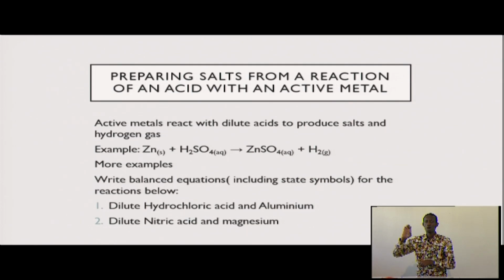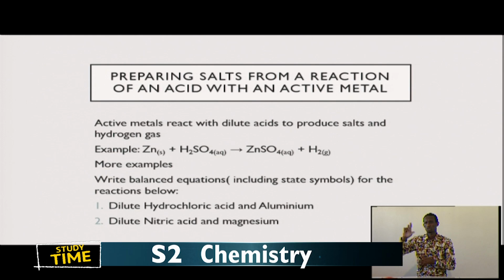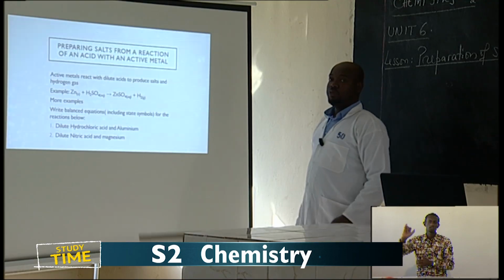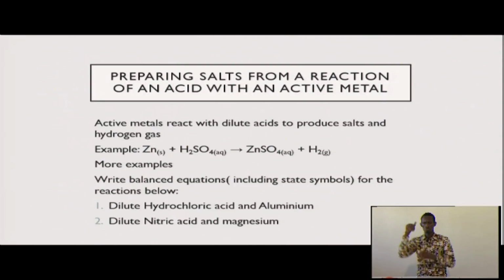So here we have an example. And before we look at the example, let us read. Active metals react with dilute acids to produce salts and hydrogen gas. We have the example here, you can see it. Zinc is one of the active metals. I think it is also one of the metals you have suggested that can be used. And this is sulfuric acid dissolved in water that can also be used.